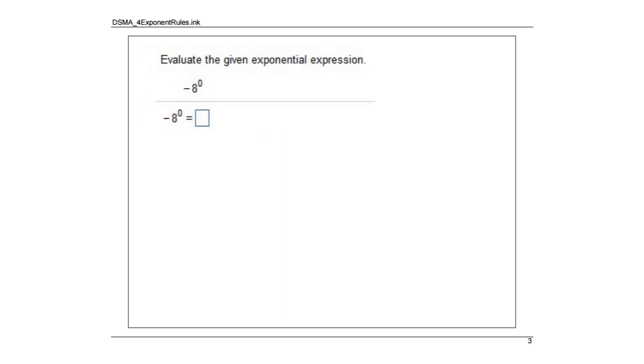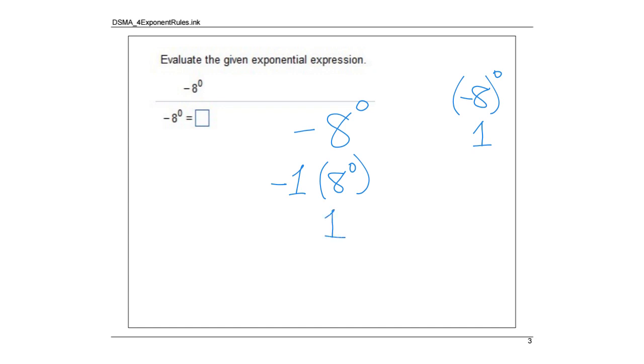Okay, so this one is a little tricky. This is just like we looked at when we were looking at order of operations. The negative is not raised to the power of 0. This is really -1 times 8 raised to the power of 0. That negative is not raised to the power of 0. If I had given you parentheses around the -8, then we would just get 1. But since we don't have parentheses, the 8 raised to the 0 power is still 1.